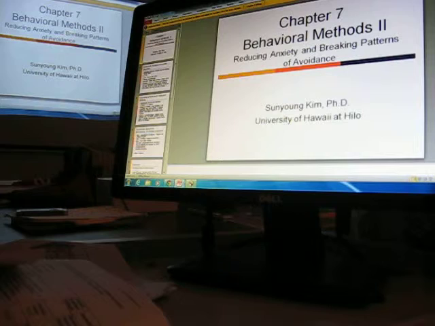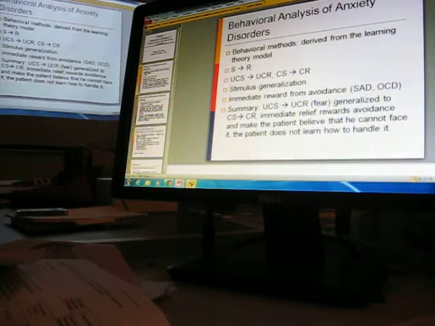So how do we reduce anxiety and break the patterns of avoidance? That's what they talk about in this chapter. So basically the exposure therapy and all the behavioral therapy is based on this behavioral analysis of anxiety disorders. It's from the behaviorism model. Here S means stimulus, R means response.